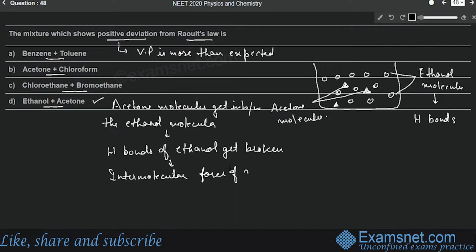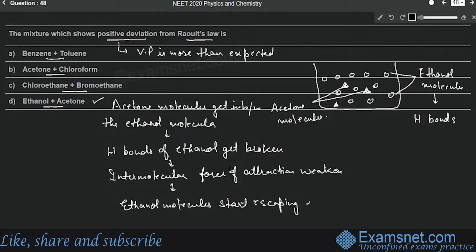Force of attraction weaken, and due to this it becomes easy for the ethanol molecules to escape from the solution. So ethanol molecules start escaping in the form of vapor, right? And due to this, the vapor pressure increases to the amount that is more than expected from Raoult's law. So option D is the correct answer.